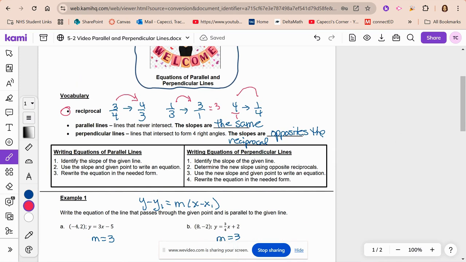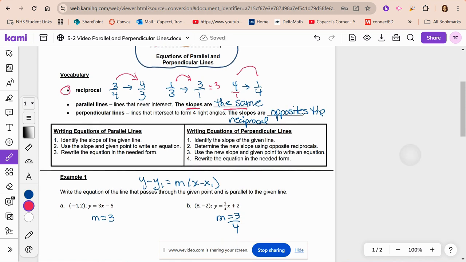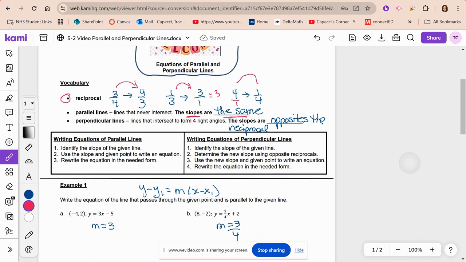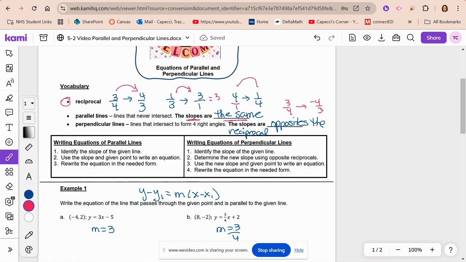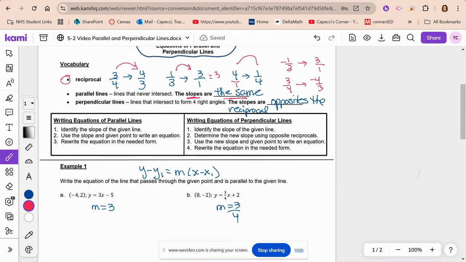All right, so parallel lines, you know that they never intersect. In terms of algebra, the slopes are the same. When we're talking about perpendicular lines, we know that they make four right angles. The slopes are opposite reciprocals. So for instance, if we take something from above that we just did, we take the reciprocal and take the opposite sign. So if something was negative, it then becomes positive or vice versa.